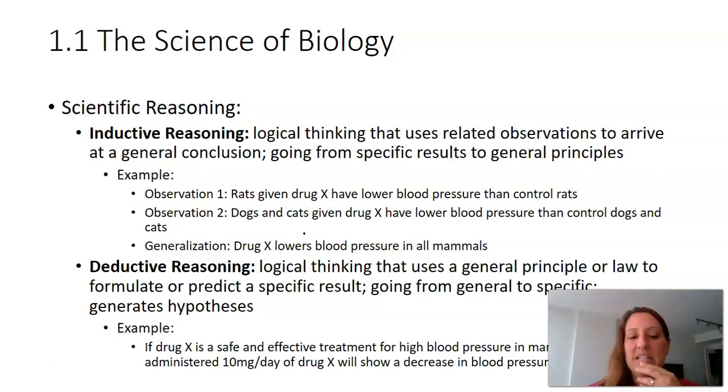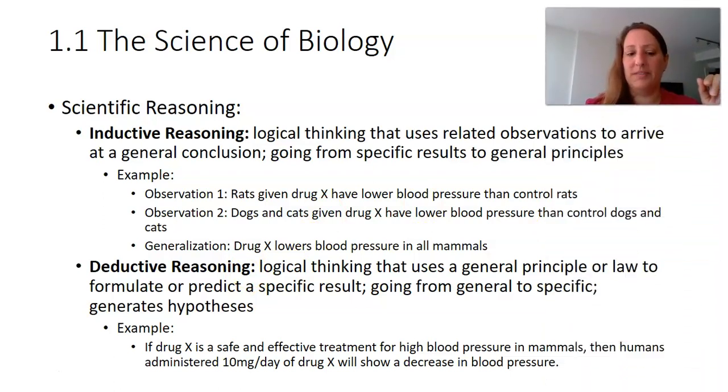The next one is deductive reasoning. This is also logical thinking. We're going to go in the opposite direction. It's going to use a general principle or law, a broad principle. And we're going to use that to deduce, to formulate, or predict specific results. So again, we're going from general now to specific. I'm not sure if you can see the bottom of this slide. Let me move myself up.